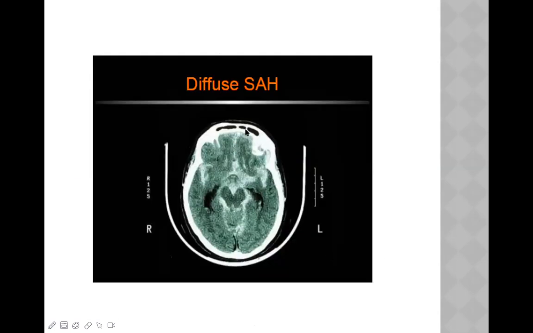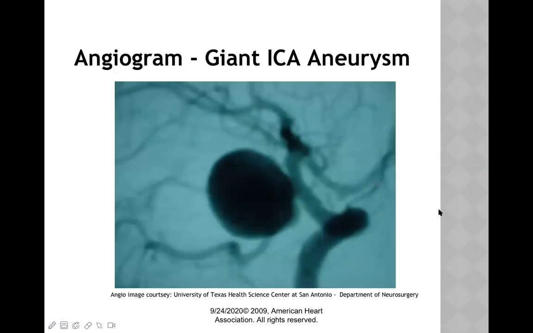Now this is another CT, which is showing diffuse subarachnoid hemorrhage. See there, it's everywhere. A bit of the star sign is still visible, but most of the subarachnoid space is covered by blood. Blood is seen as a hyperdense lesion in CT, meaning it looks whitish in comparison to the normal brain density. This is angiography, which is showing a giant internal carotid artery aneurysm, a very big aneurysm, much bigger than a berry aneurysm.